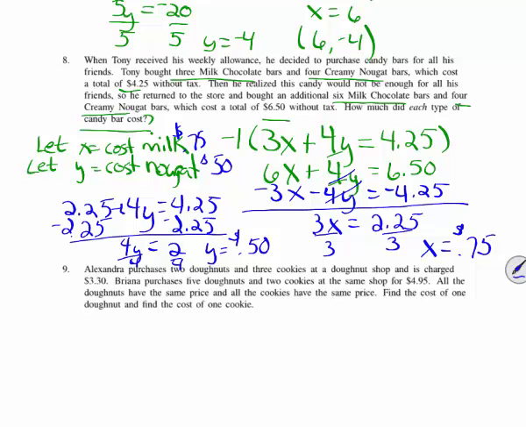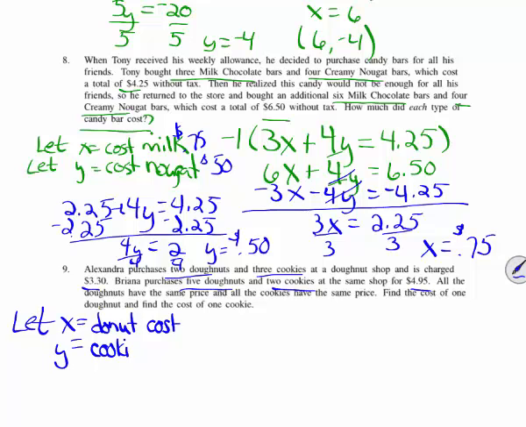All right, Alexander purchases 2 donuts and 3 cookies at a donut shop and is charged $3.30. Brianna purchases 5 donuts and 2 cookies at the same shop and is charged $4.95. Very similar to what we just did up here. So I'm going to let x equal the donut cost, and y is going to be the cookie cost. You could certainly use C and D.